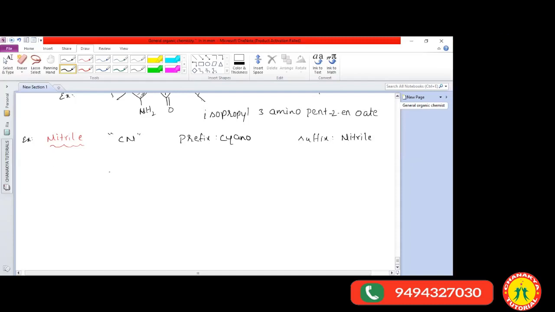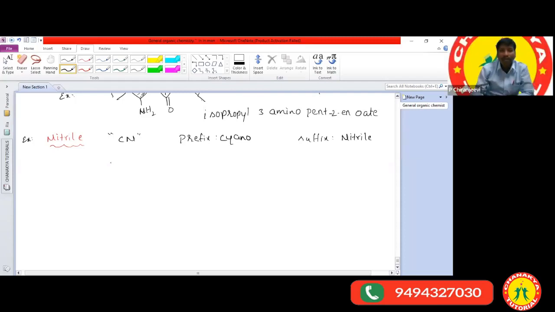And for NC, it's isocyanide and isonitrile. NC is nothing but isocyanide, and that we can take as isonitrile. The prefix we can also call carbylamine. What is the prefix of NC? Carbylamine. Now we'll write some structures.